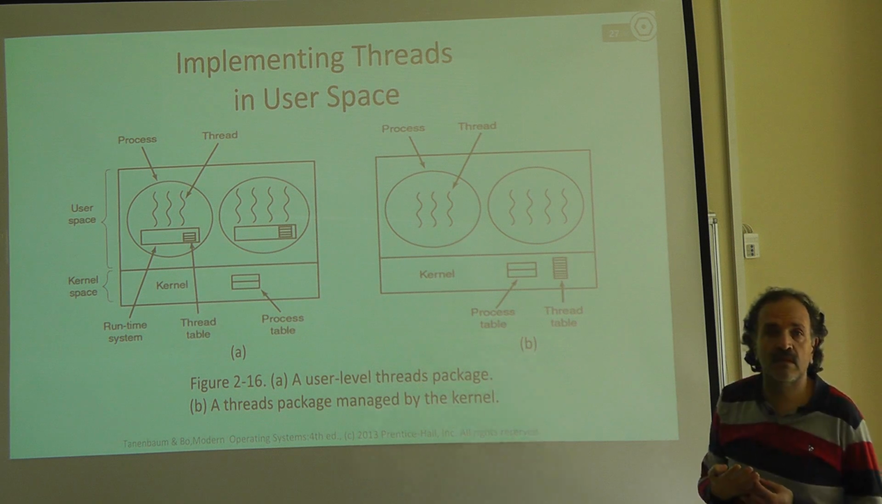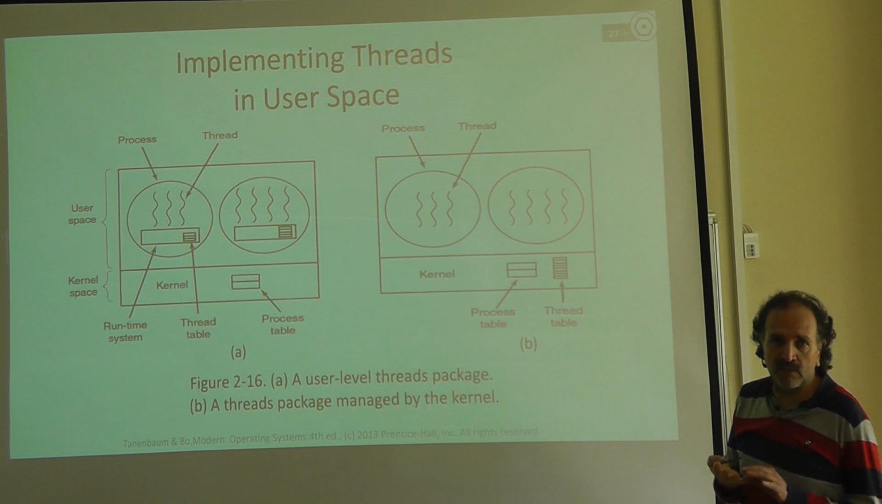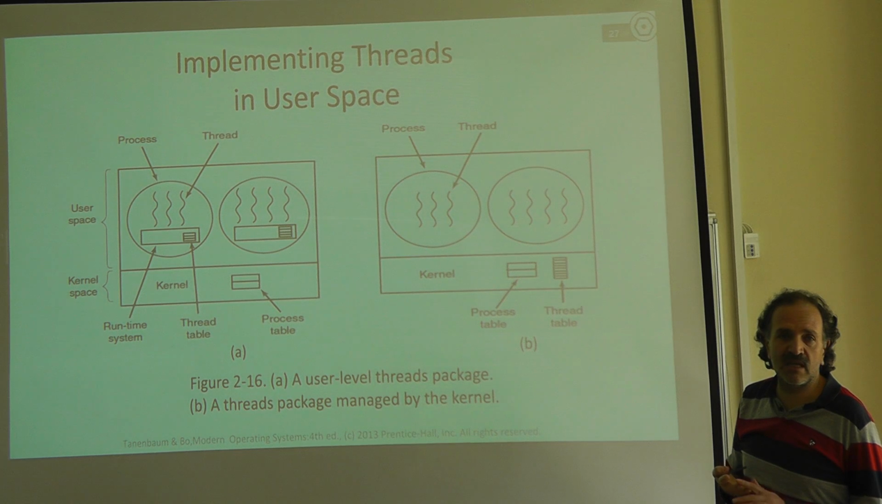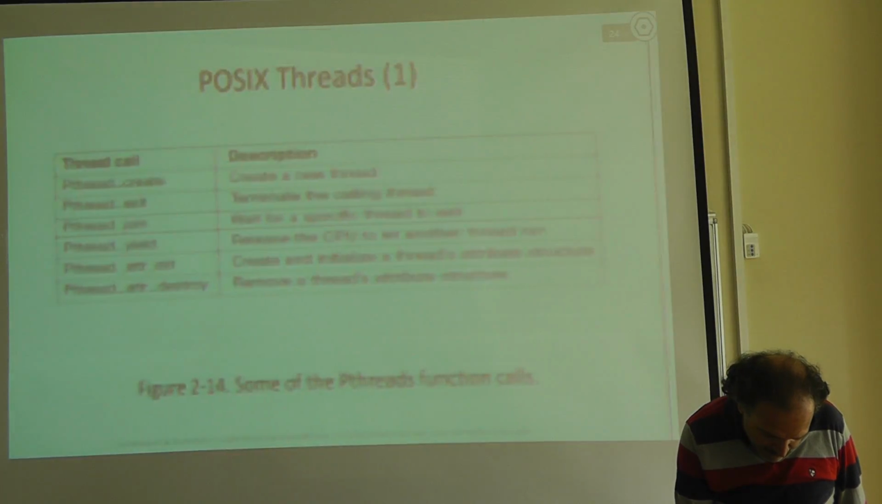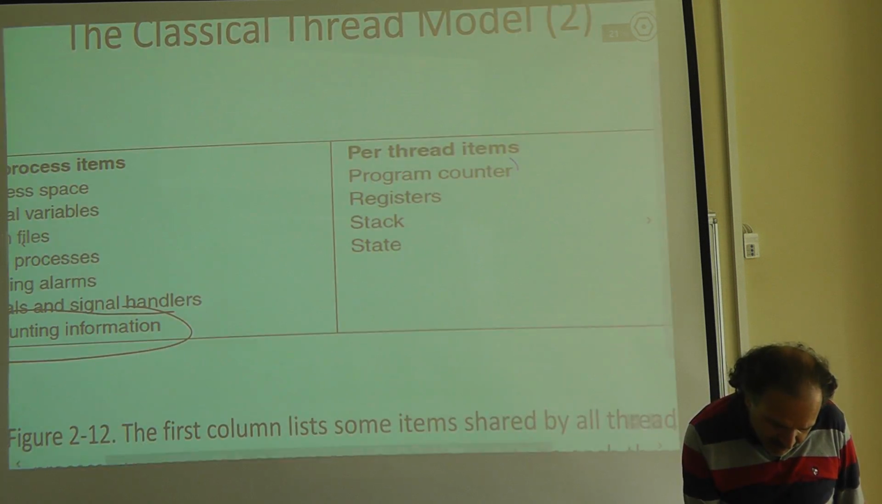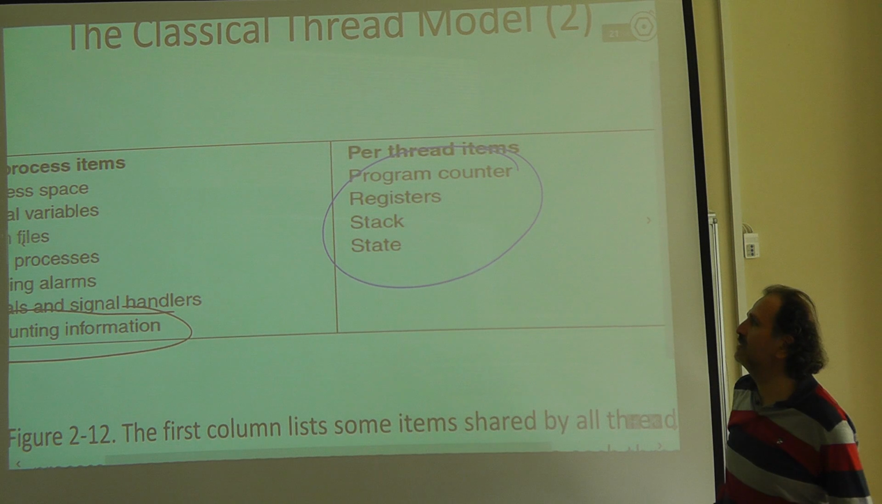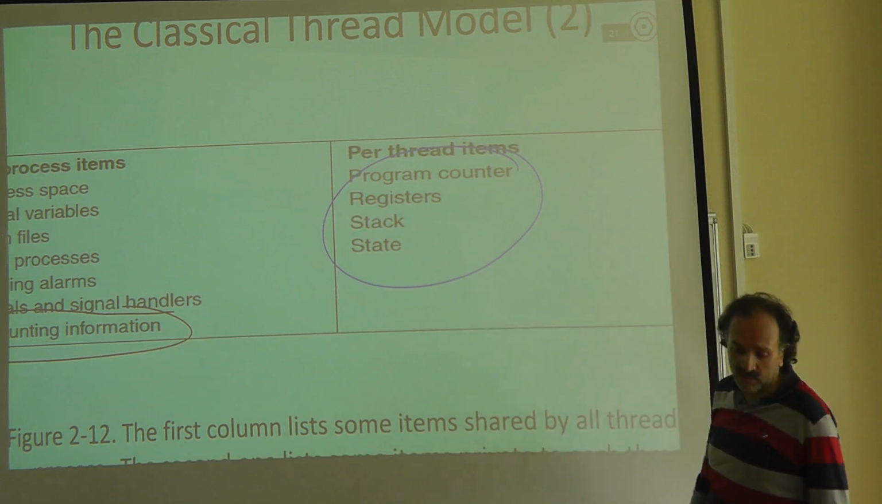All the values required, like the registers and the program counter. Program counter is something we require, right? And the registers, right? And the stack information. All the rest. See, this table is important. These have to be kept for each thread, so I need to put them in those thread tables.